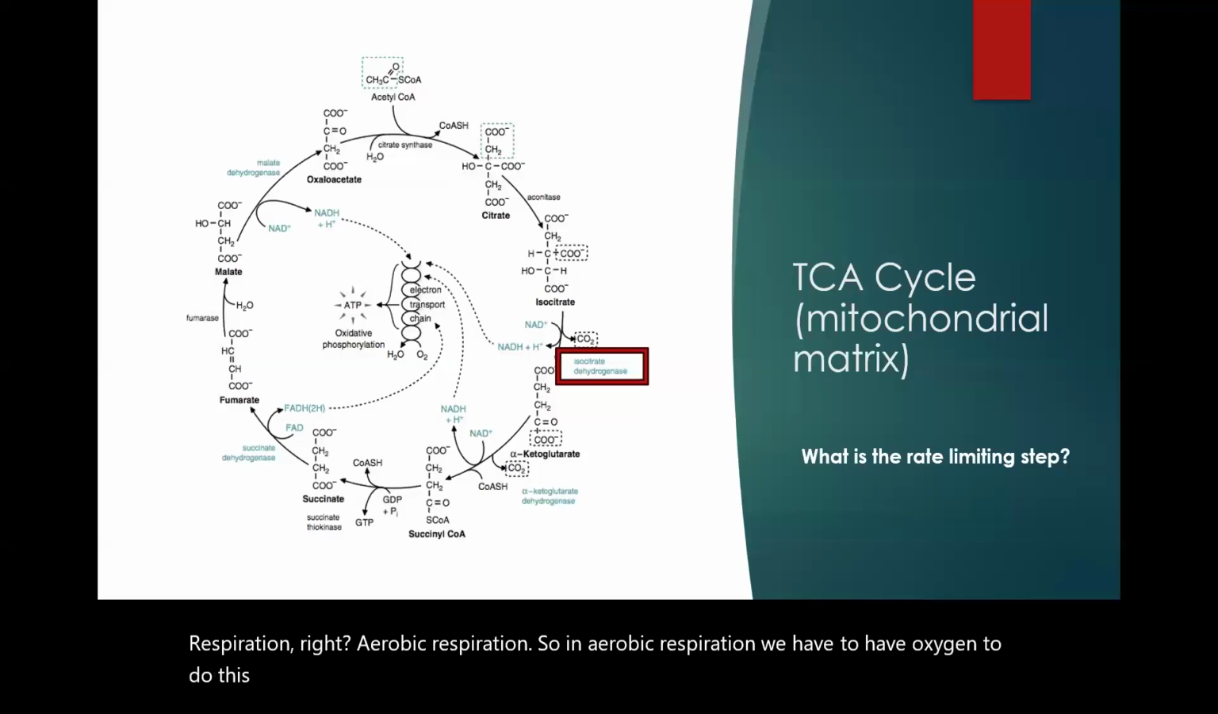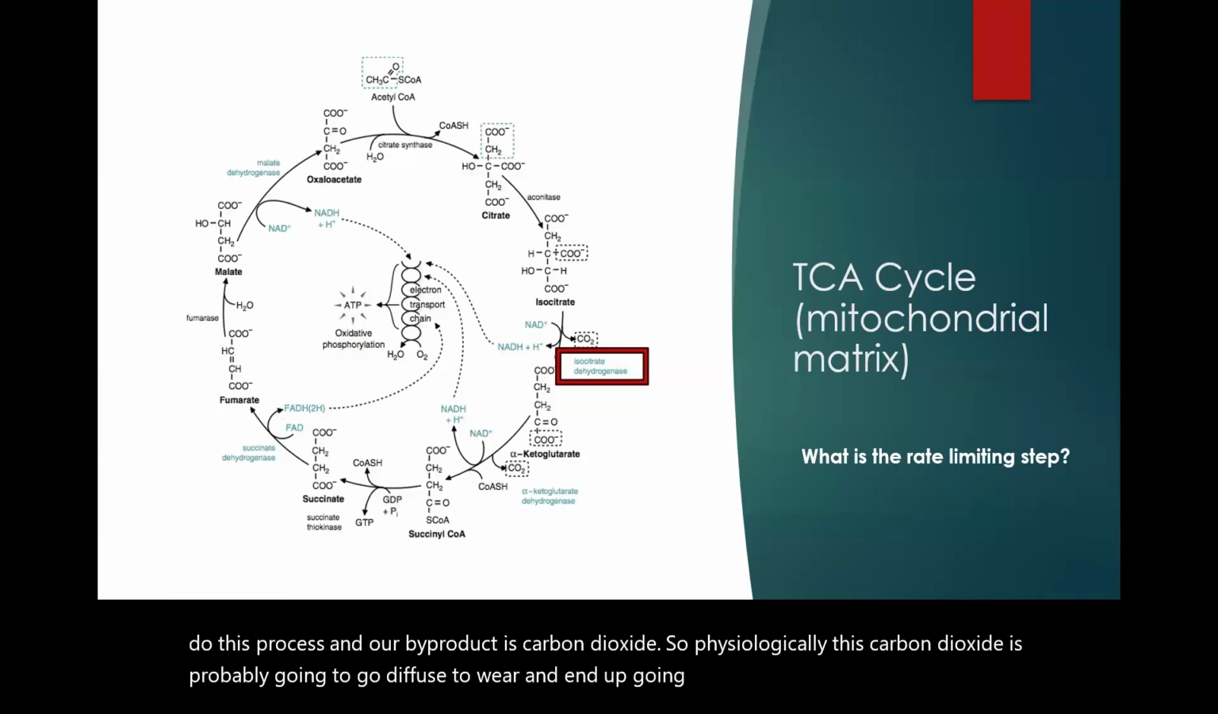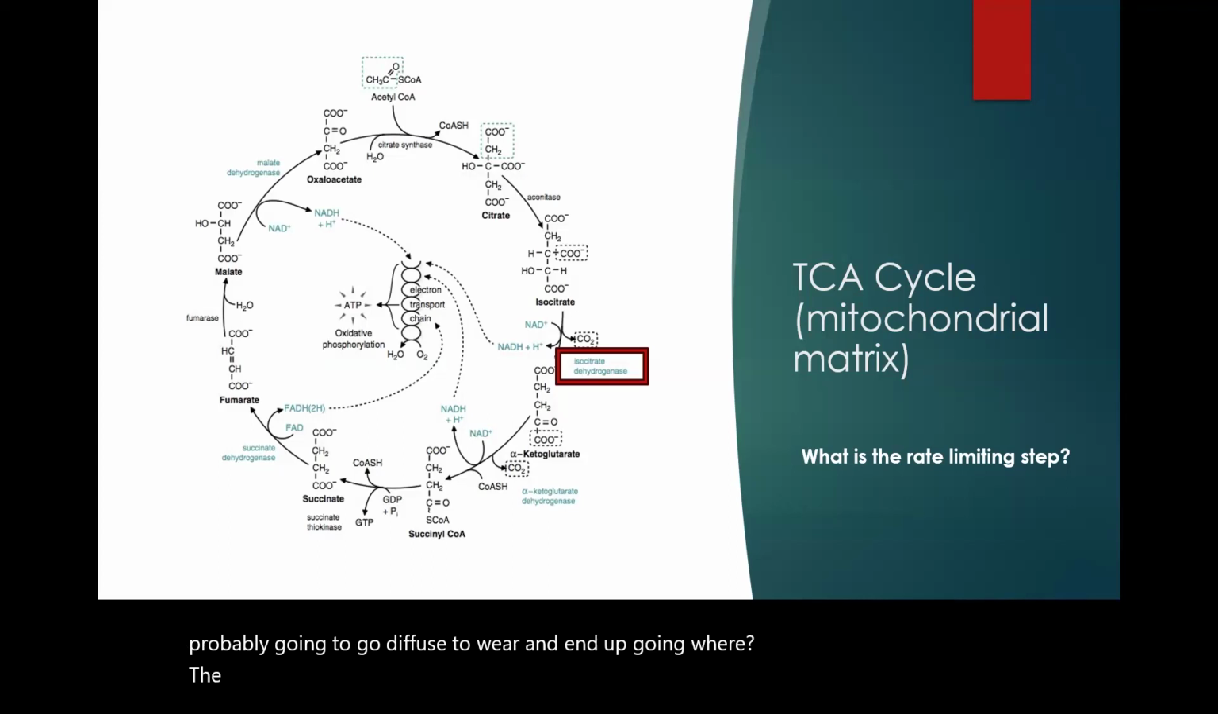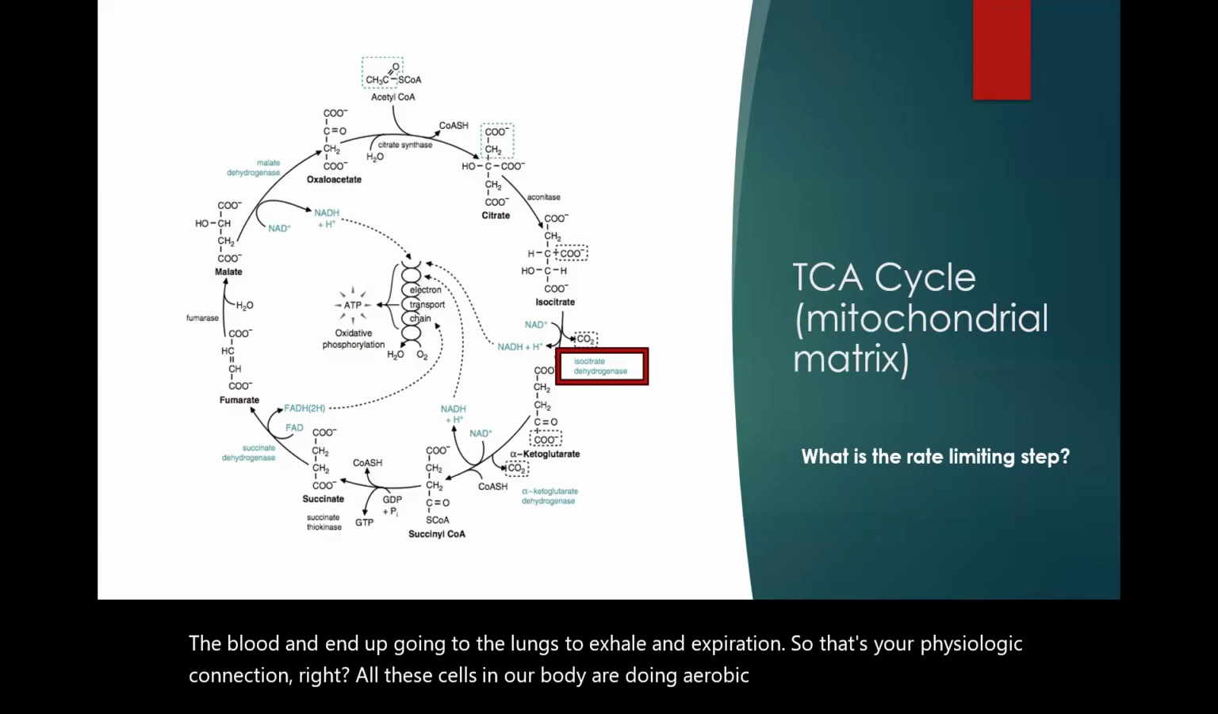And our byproduct is carbon dioxide. So physiologically, this carbon dioxide is probably going to diffuse to where and end up going where? The blood, and end up going to the lungs to exhale in expiration. So that's your physiologic connection, right? All these cells in our body are doing aerobic respiration as long as we have fuel to do so and the oxygen to do so.